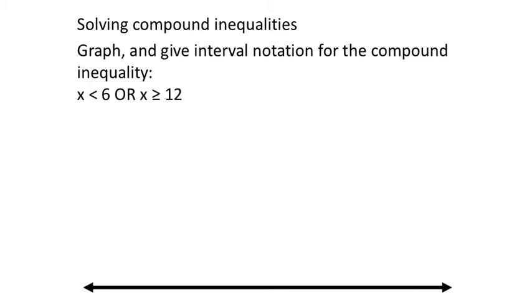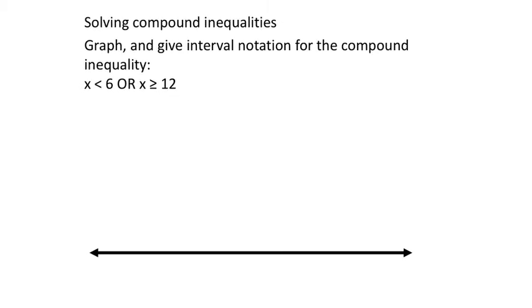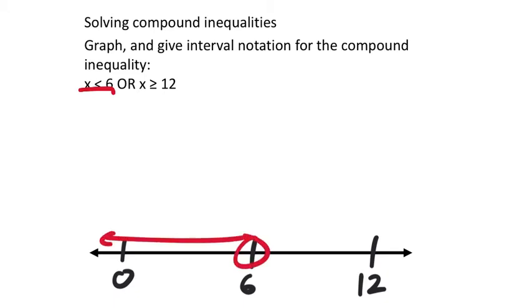This one actually is not too bad because it's done. I don't actually have to do any principles of equality to solve this, right? So I'll do this one. I'll do the first one in red. Let's get some numbers on the number line though. So we got 0, 6, and 12. So at 6, that's x is less than 6, so that's an open circle. It's not eating the x, so it goes to the left.